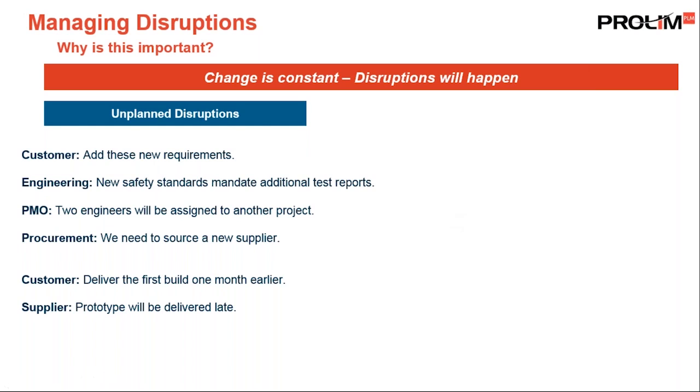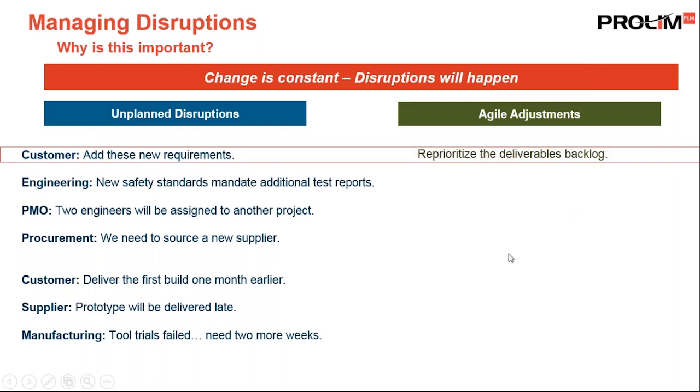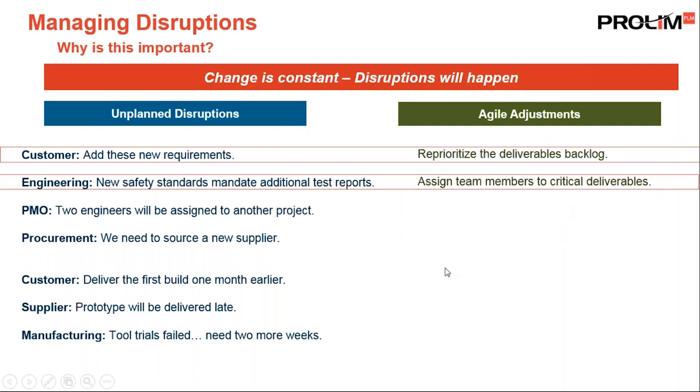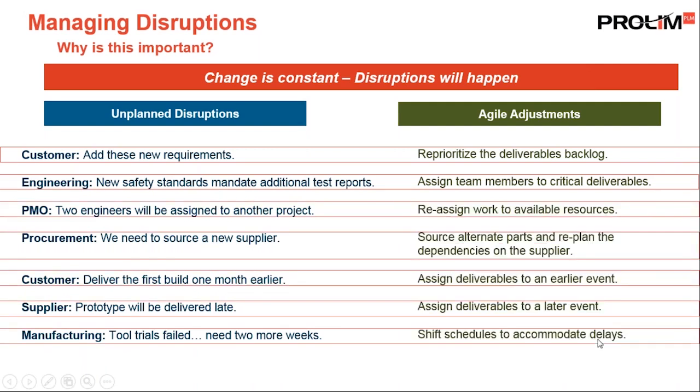Here, prototype delivery is delayed on the supplier side, or maybe the manufacturing team is telling us that they tried the tool which was expected to start soon, but in the trial period they now need to make modifications to the existing tool, and it will delay things by 2 weeks or so. So now we need some sort of agile adjustment. These are some examples. For each disruption, we need to make the adjustment.